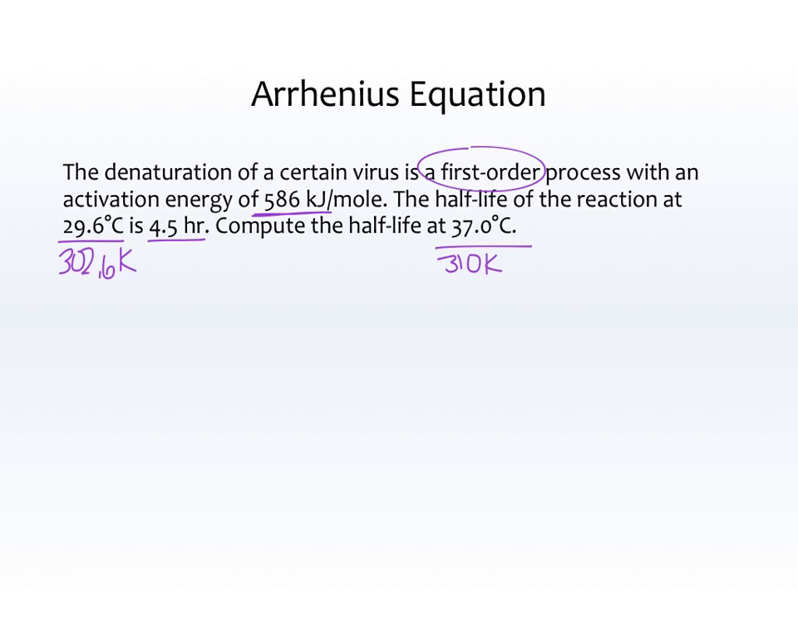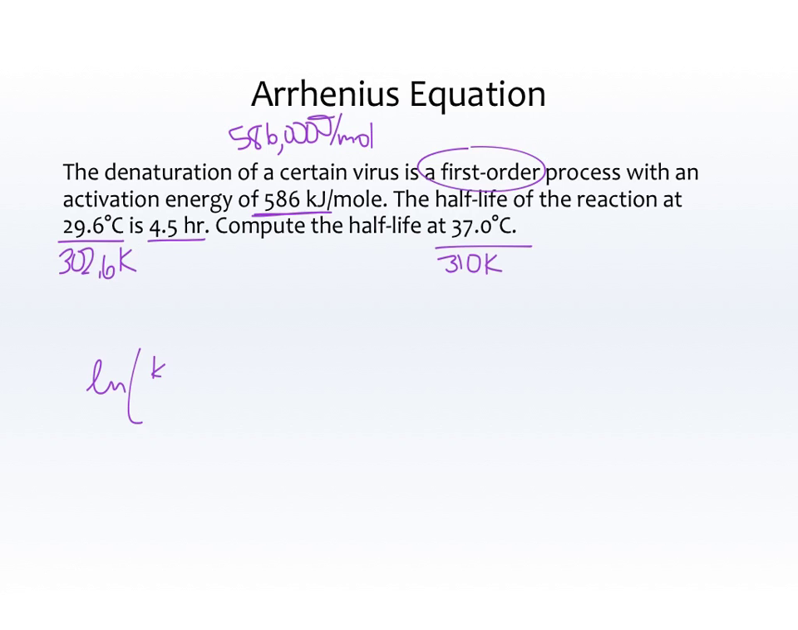586 kilojoules per mole times 1,000 is 586,000 joules per mole. So that's just the first thing I want to get taken care of, is have all the units match up. Now let's look at that Arrhenius equation.